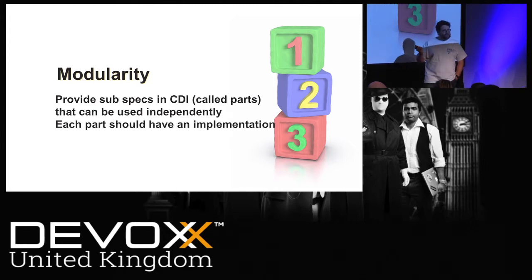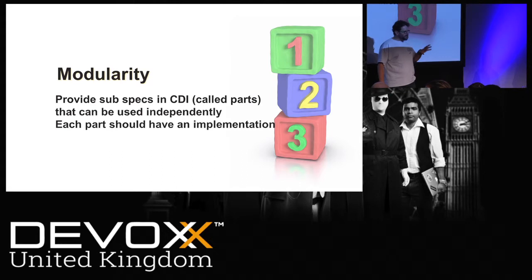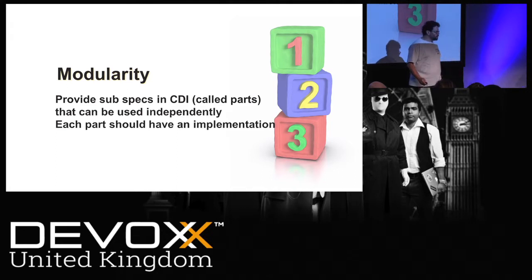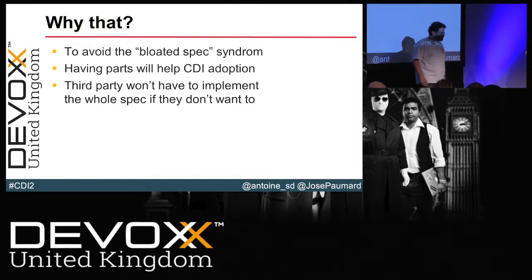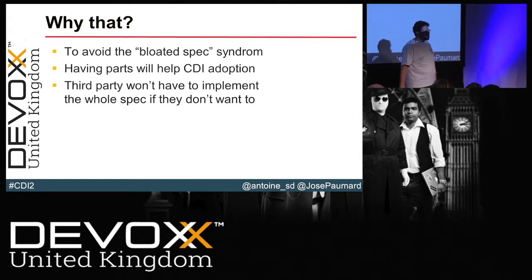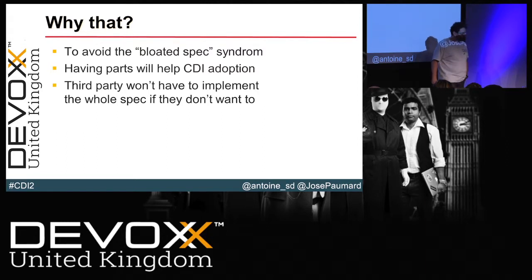So that brings us to another important feature for CDI 2. We want to add the possibility to run the spec more modular, add modularity to the spec. The idea is to be able to provide subspecs, which could, for instance, help us to create a light version of CDI. The idea behind that is to avoid having a bloated spec. We saw in the past other specs getting more and more features, becoming bigger and bigger. We want to do everything we can to avoid that for CDI.